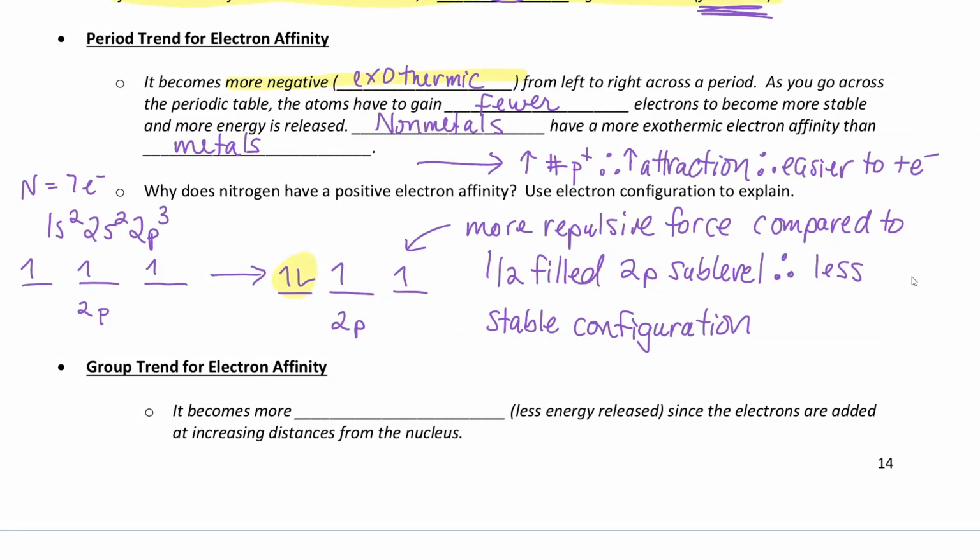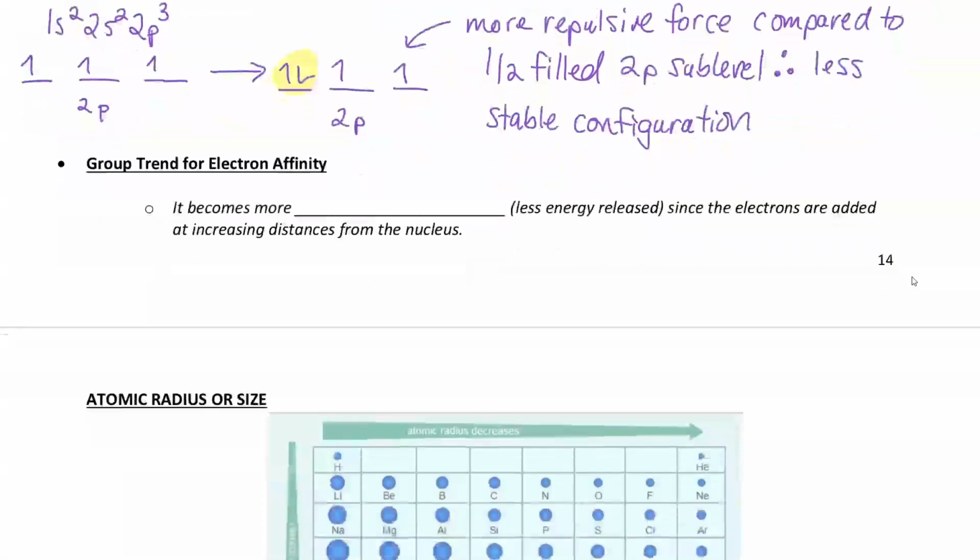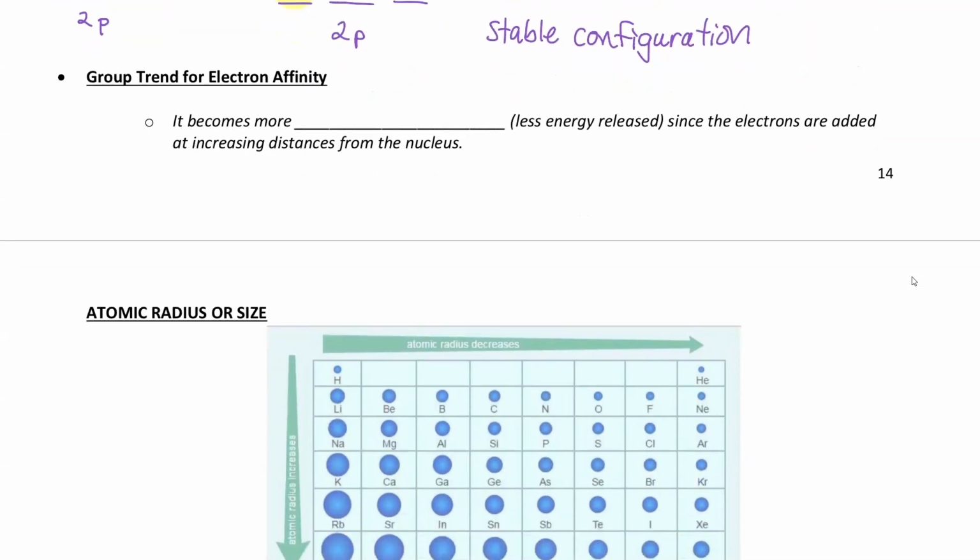Yeah? Okay, good. Let's wrap this up with our group trend for electron affinity. As we go down a group for electron affinity, it's going to become more positive, which means less energy is released, because remember, these are negative, they're exothermic, since the electrons are added at increasing distances from the nucleus.